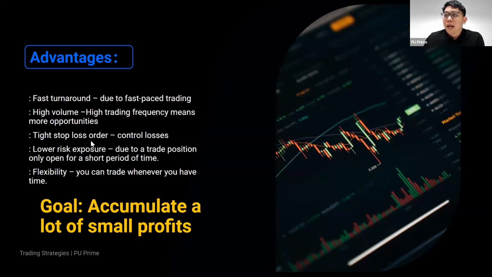And due to this tight stop loss order, this will lower your risk exposure as well. And also because the time that you hold a position is very short, just a few minutes or within hours, the risk you are exposed to in this market is minimal. And it is very flexible for you. You can trade whenever you want. It's not so time consuming for you. You can just trade and make some profit, and then call it a day, and that's it for you.